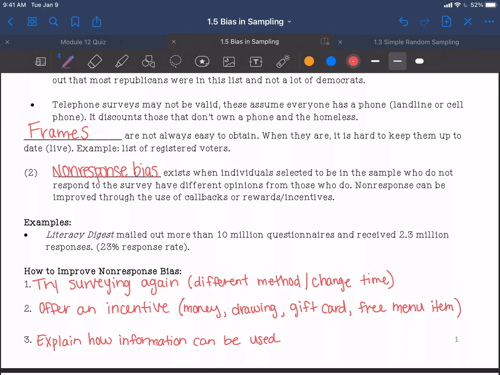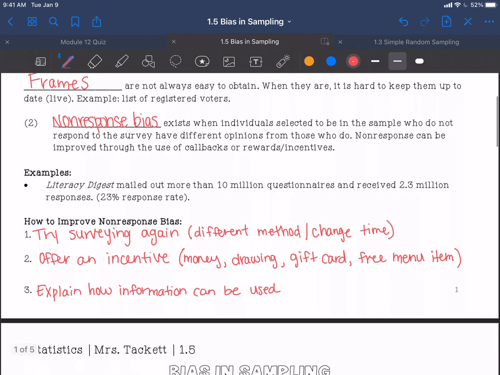Next, we have non-response bias. That exists when individuals selected to be in the sample do not respond to the survey and have different opinions from those who do. Non-response can be improved through the use of callbacks and rewards and incentives. So, for example, the Literary Digest mailed out more than 10 million questionnaires and received 2.3 million responses. That's only a 23% response rate if you take 2.3 million divided by 10 million. That's a very low response rate. So they just did not receive a large amount of responses.